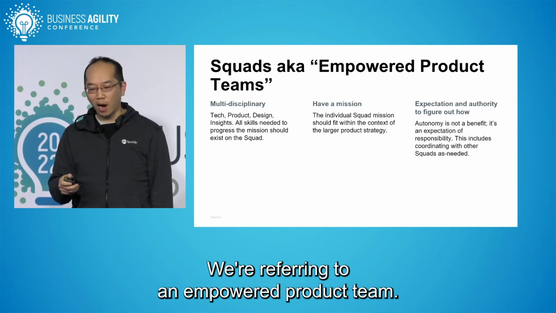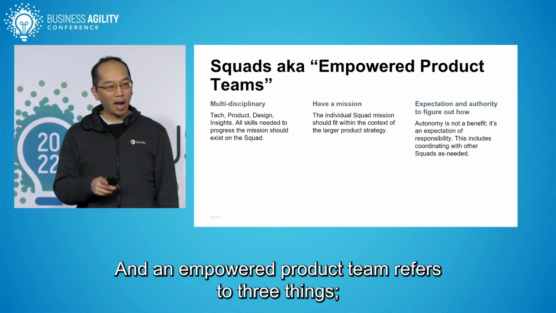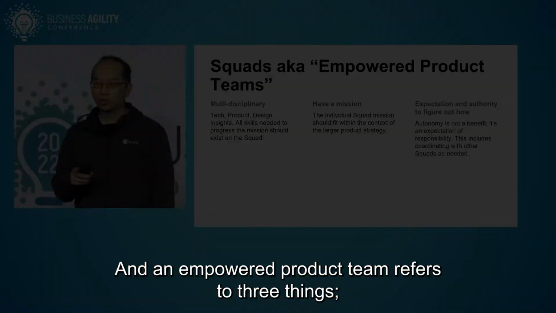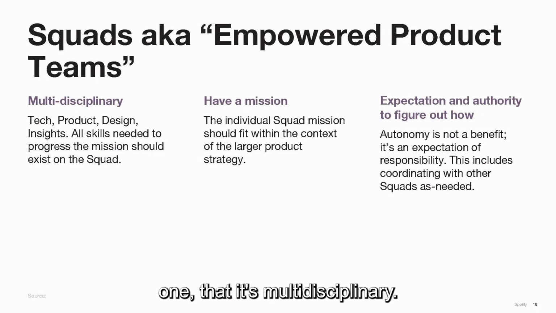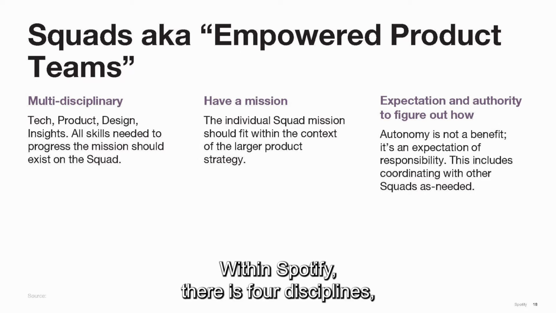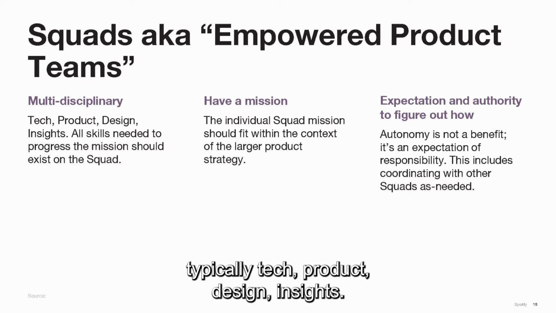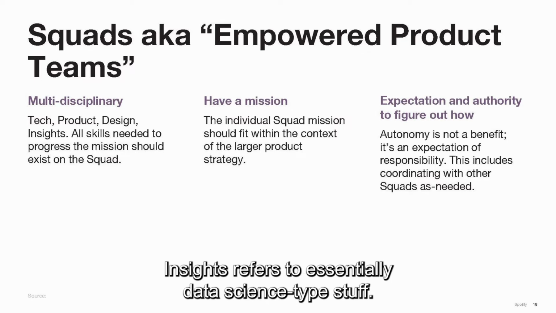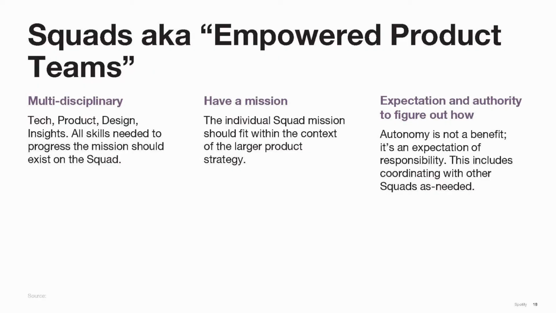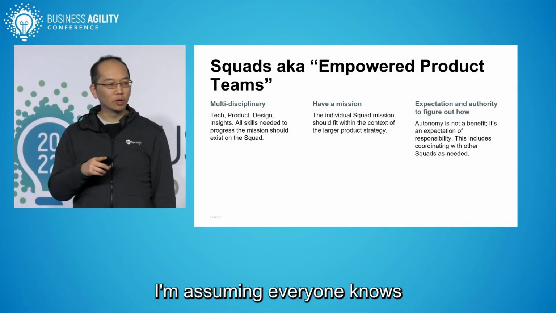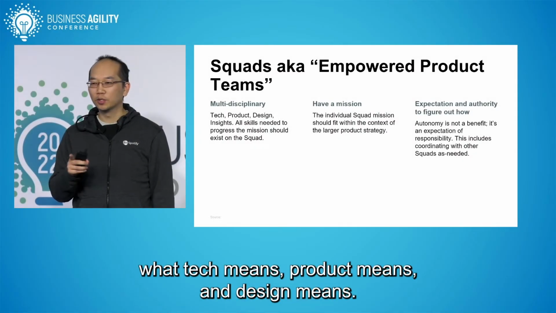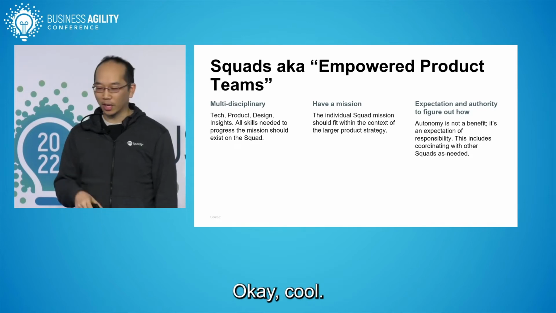We're referring to an empowered product team. And an empowered product team refers to 3 things. One, that it's multidisciplinary. So within Spotify, there are 4 disciplines typically: tech, product, design, insights. Insights refers to essentially data science type stuff. I'm assuming everyone knows what tech means, product means, and design means. Yes, yes, good. Okay, cool.